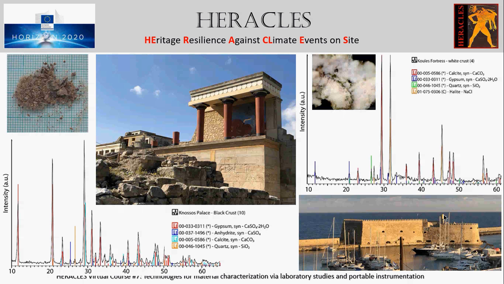Also from the HERACLES case studies, and now going to the case studies in Crete, Greece, the identification of black rust from the Palace of Knossos gave the identification of gypsum and anhydrite, while the identification of white crusts from the Culus Prostrus gave an indication of the existence of halite, a salt.